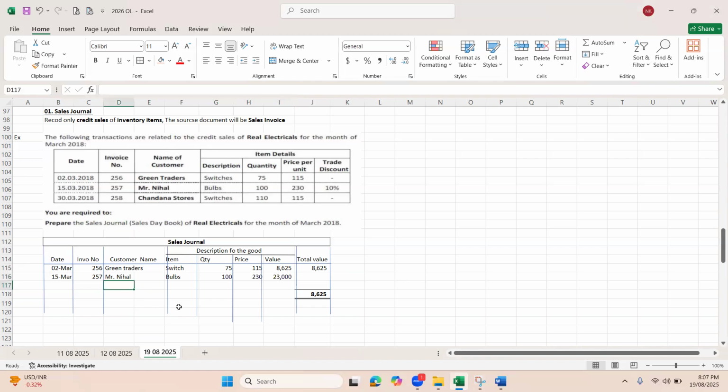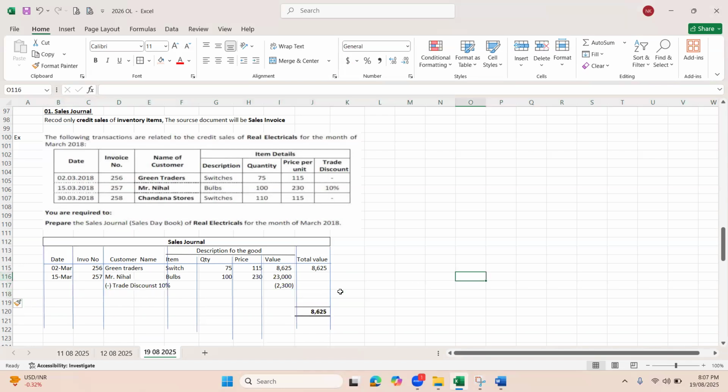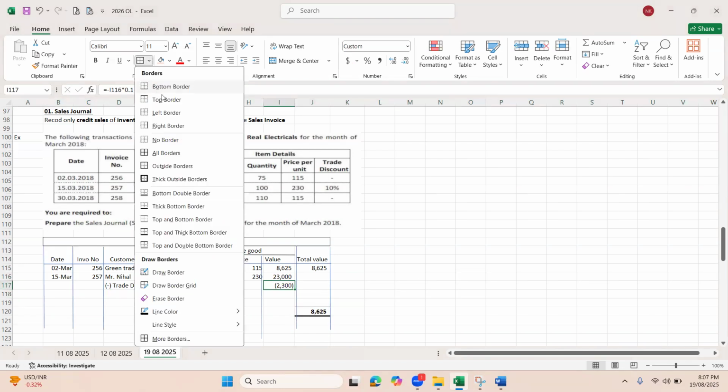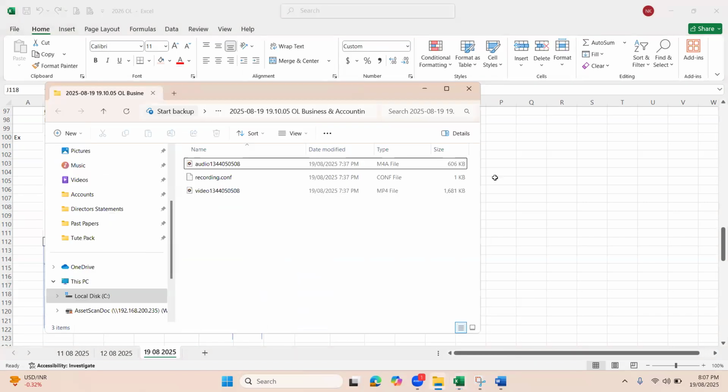And there has been a 10% discount that has to be deducted. See here, minus trade discounts. It's 10%. So if you are receiving any discount, if you are giving any discount, that has to be deducted. Here, 10% of 23,000 is 2,300. Then the value after the discount is 23,000 minus 2,300, which is 20,700.